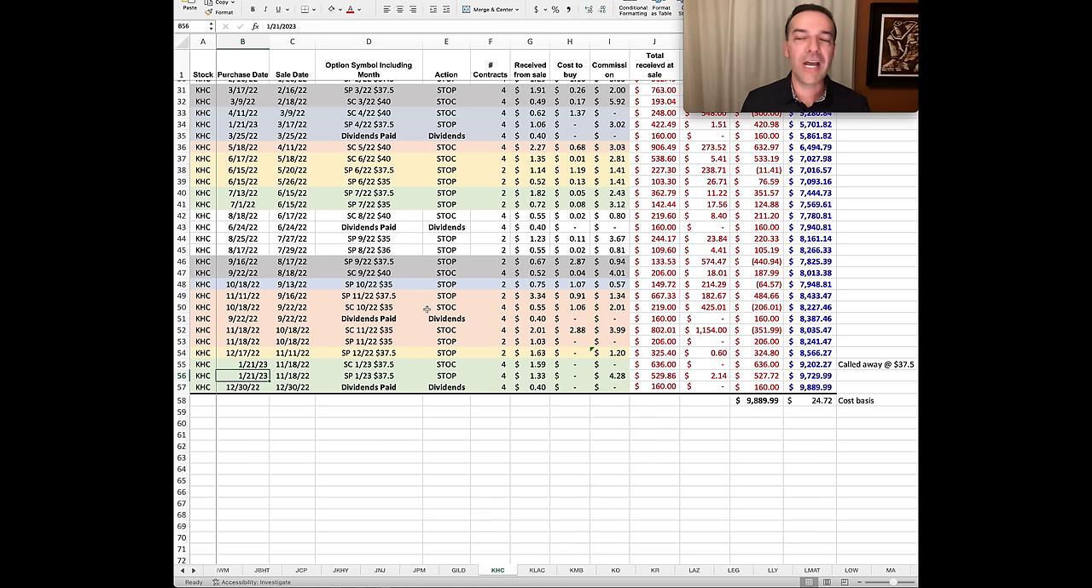Here you see that since January, which is about 4 months ago, Kraft Heinz hasn't been at a location where I thought it was opportunistic for us to sell options against it. So there are times when you're trading the option wheel strategy that you need to take a break from certain stocks when the technicals are not in your favor.